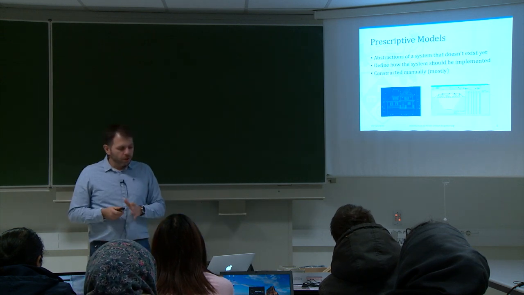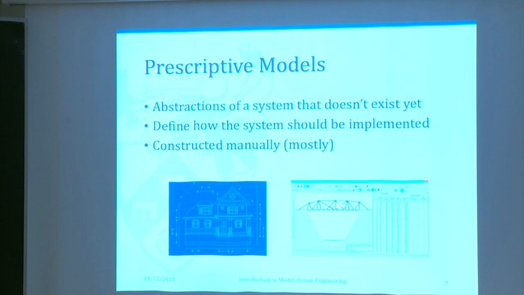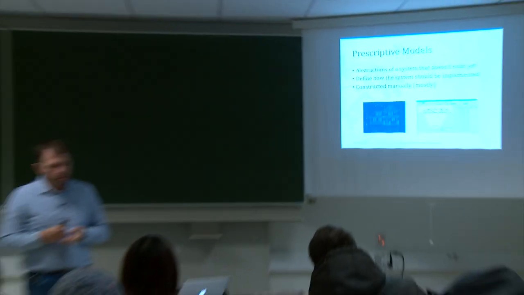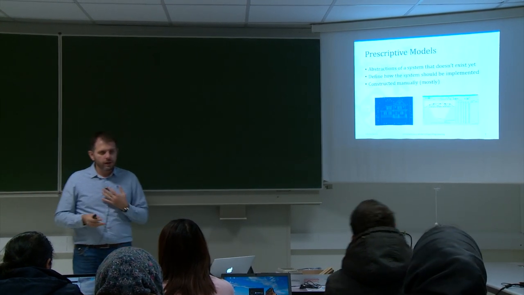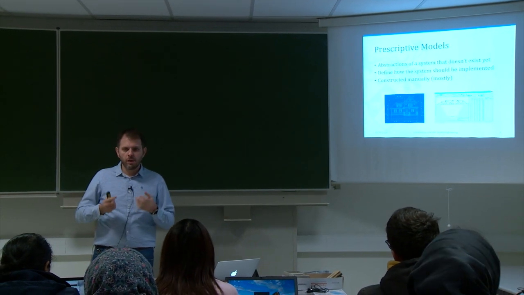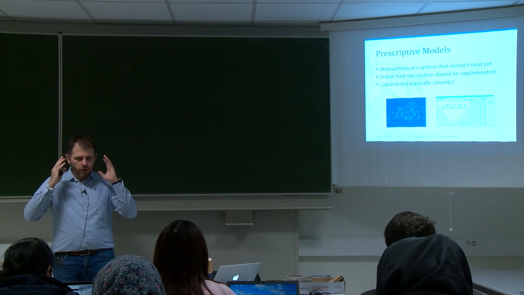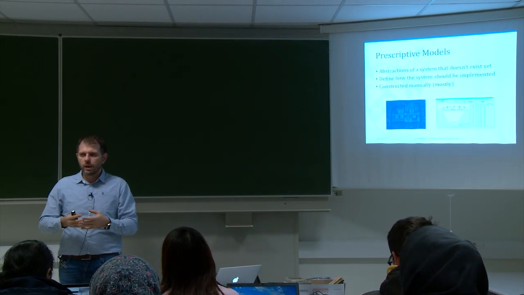We also have prescriptive models. And these are abstractions of a system that doesn't exist yet. And they define how that system should be implemented when it does. In contrast to descriptive models, which we extract by observation or by reverse engineering, prescriptive models we have to construct manually, because they convey an inner abstraction we have in our head about the system. We need to convey it to the rest of the world.